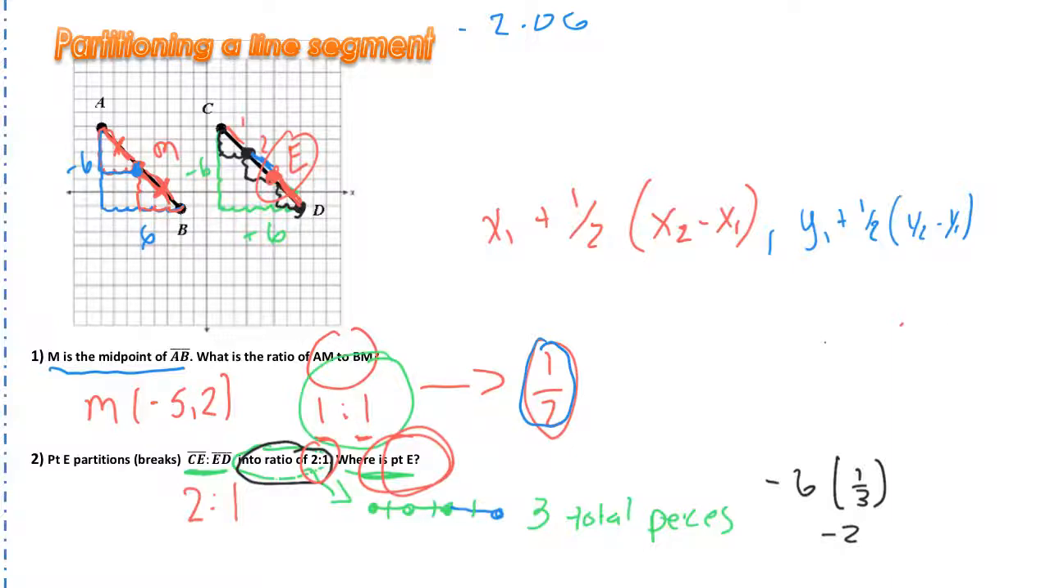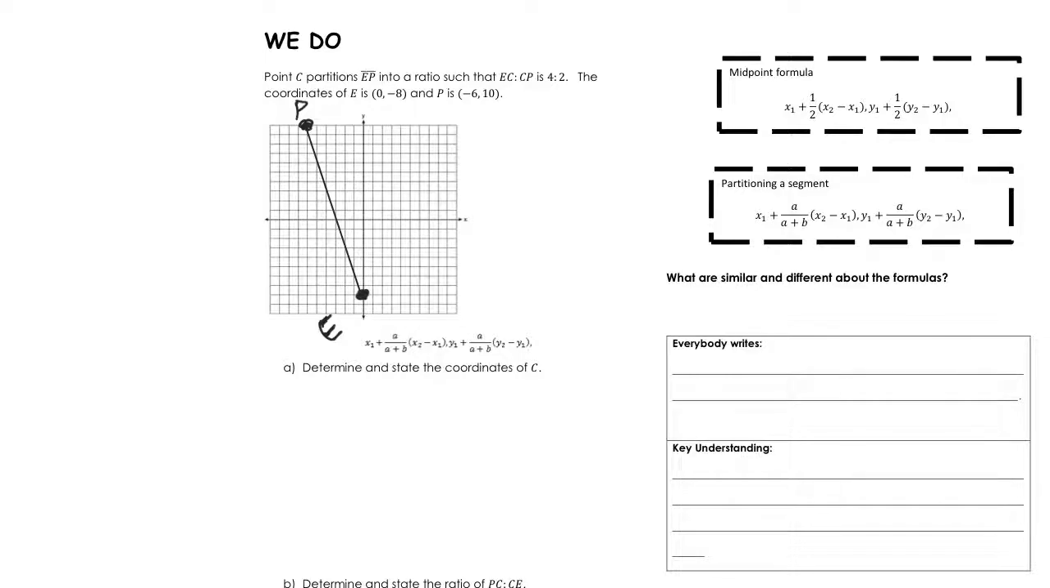Now I'm going to show you the algebra way to do it. This was the graphical way to do it. The algebra way, I'll show you on the inside left. So just like how there was the midpoint formula, which is right here, it was x1 plus half x2 minus x1, then the same thing for the y's. There's a partitioning line segment formula, which almost looks the same except for this one fraction. Instead of a half, it depends on what the ratio is for the question.